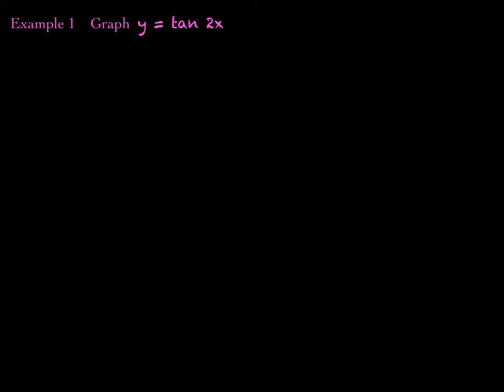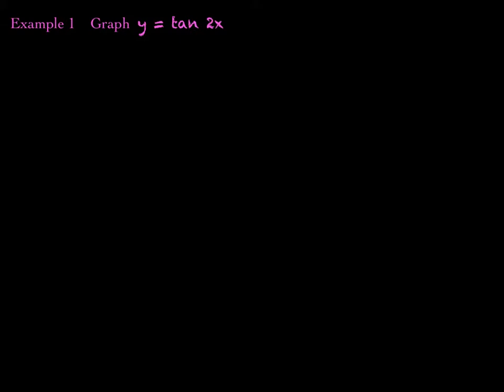All right, for our first example here, we're going to graph y is equal to tangent of 2x. Now, notice that this, as a transformation, is a horizontal shrink. So think about the most basic tangent curve that you and I graphed a minute ago, and imagine that being horizontally shrunk.